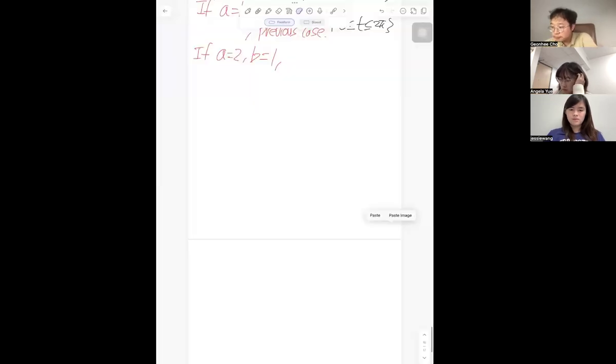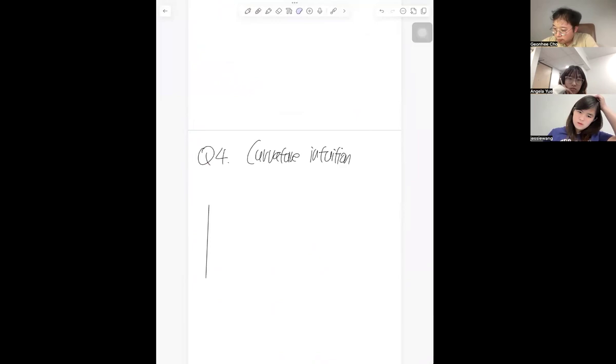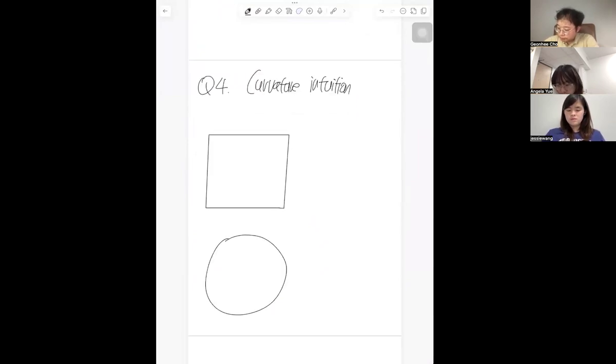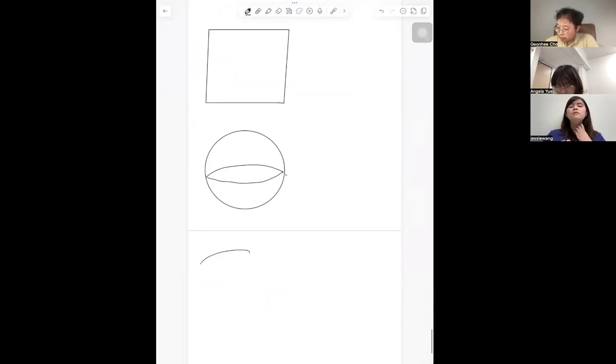Let me try to draw it for you. Plane, curvature intuition. Sphere. And let me draw one more thing. Cylinder. Like this.